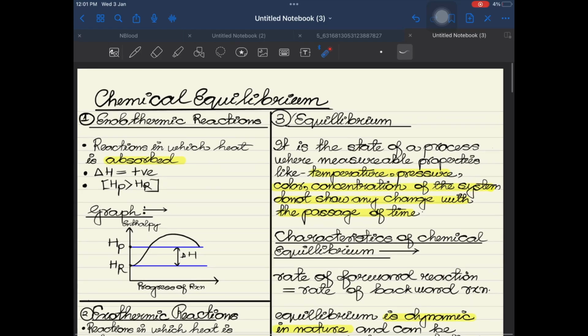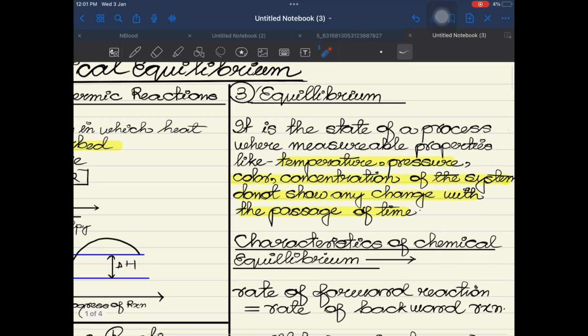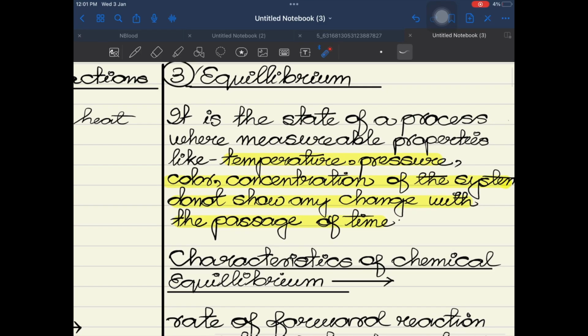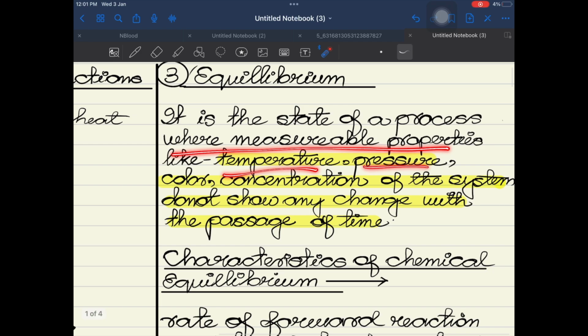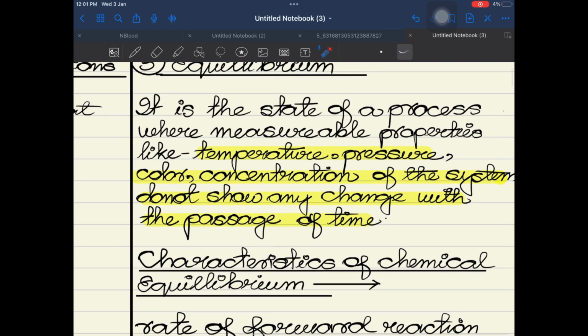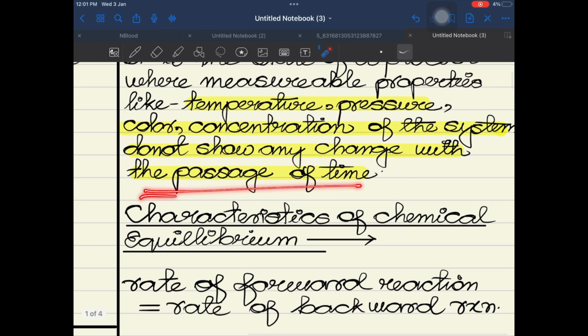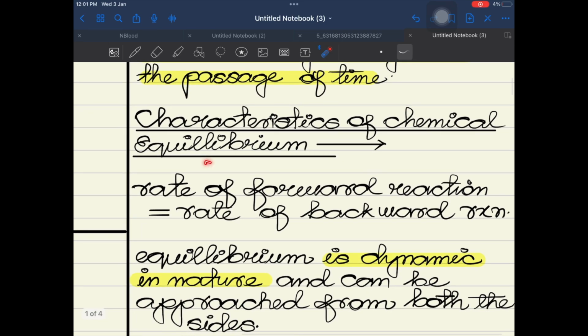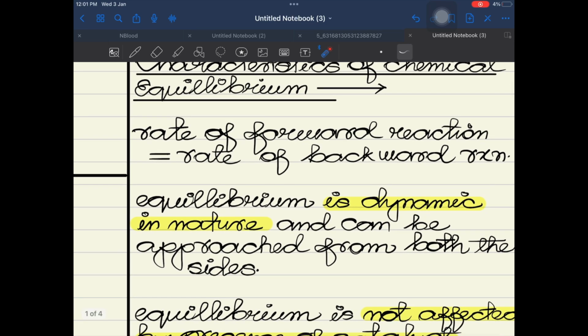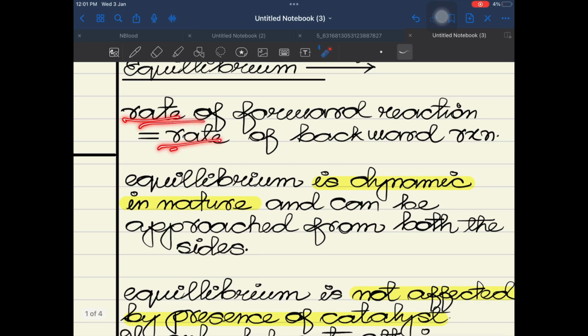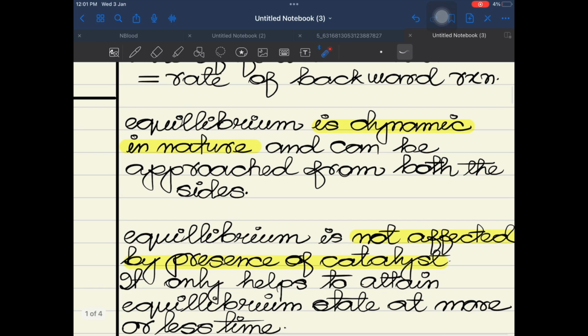Now, the third point is equilibrium. The definition of equilibrium: it is a state of a process where measurable properties like temperature, pressure, color, concentration of the system do not show any change with the passage of time. Now the characteristics of equilibrium. The first characteristic is that the rate of forward reaction is equal to the rate of backward reaction, that is RF is equal to RB. The second characteristic is that equilibrium is dynamic in nature and can be approached from both sides.